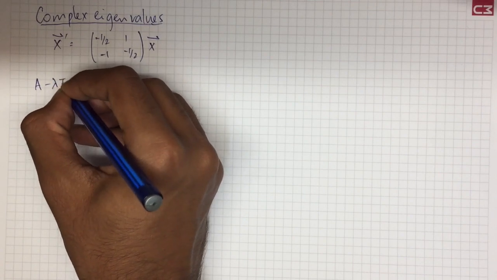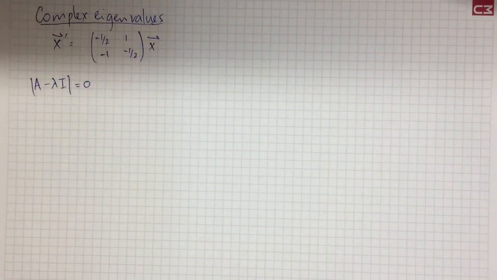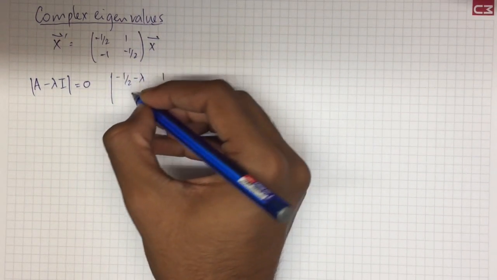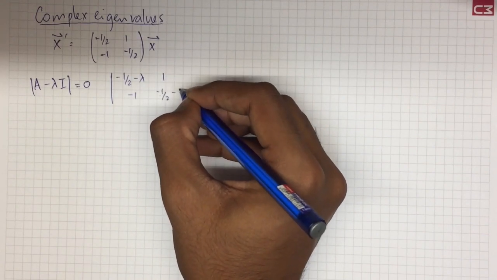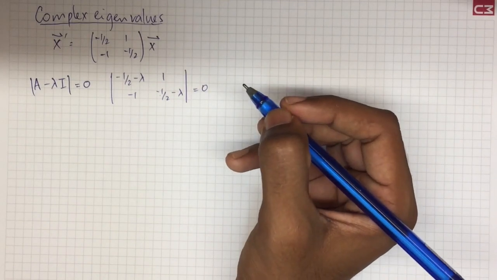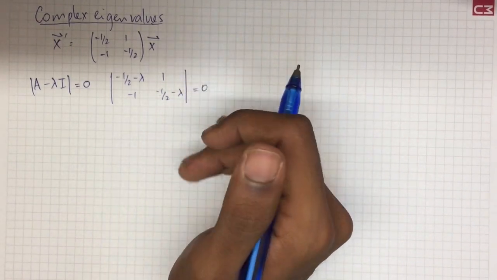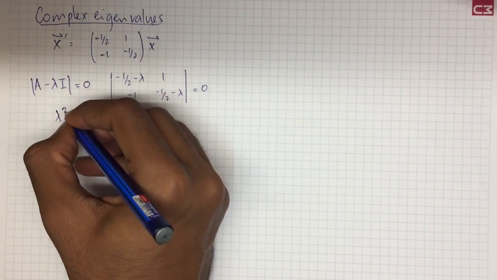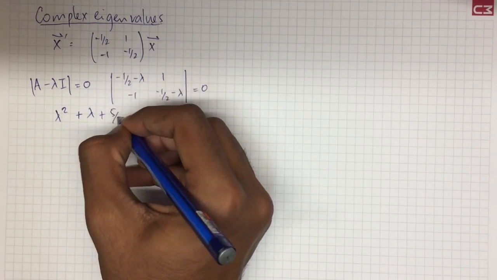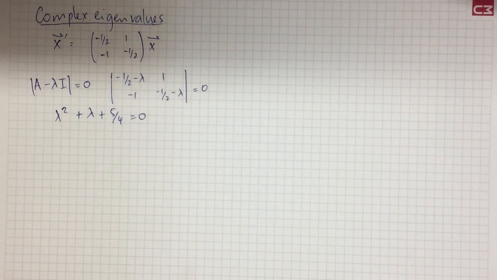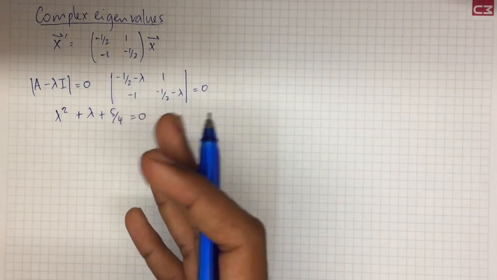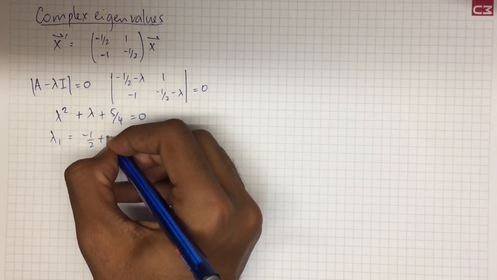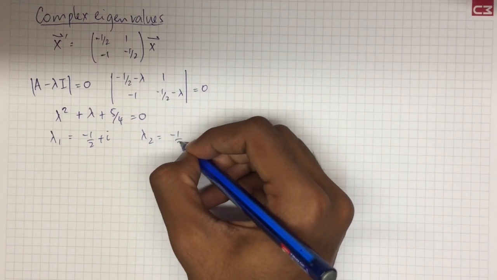Solving is going to be very similar to the previous ones, so I'm still going to start off with det(A minus lambda I) equal to 0. When I do that, I'll be getting minus half minus lambda, 1, minus 1, and then minus half minus lambda, and the determinant is equal to 0. I'll let you go through the calculation for the determinant, and I'm just giving you how the equation looks. You would get lambda squared plus lambda plus 5 over 4 is equal to 0. If you go through a few steps, you'll find that your first eigenvalue is minus half plus i, and your second eigenvalue is minus half minus i.